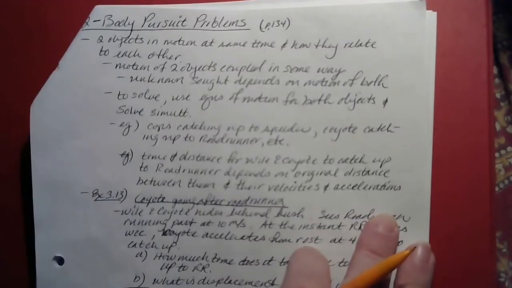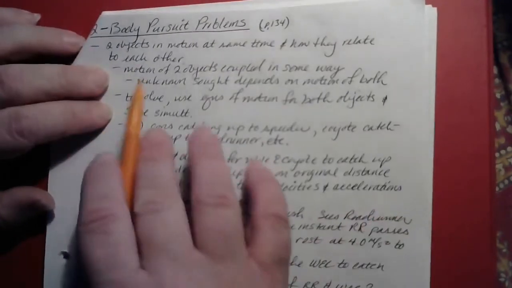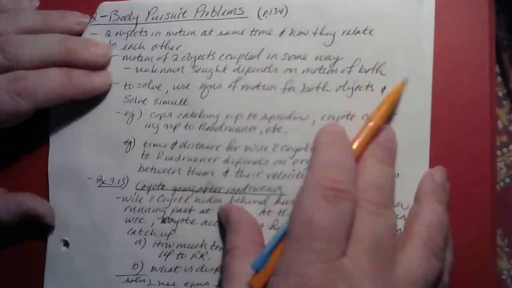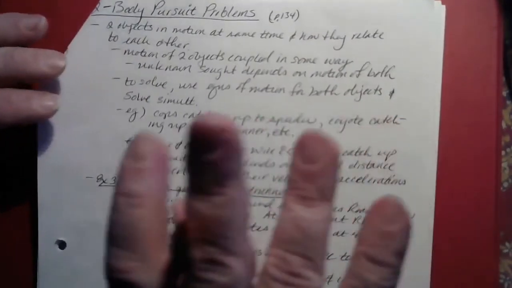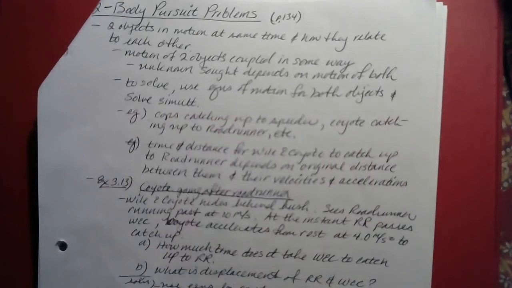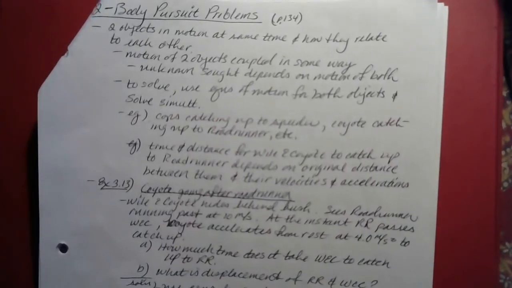Two-body pursuit problems are a little more complicated, though, because you've got two objects that are in motion at the same time. And they aren't necessarily in motion in exactly the same way. Very often, one of them will be accelerating and one of them won't, or they'll both be accelerating, but at different rates. And you might want to say, how long does it take one object to pass the other one or to catch up with the other one?